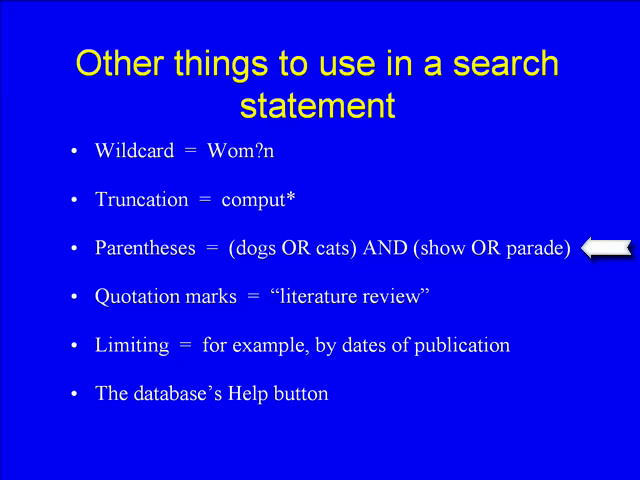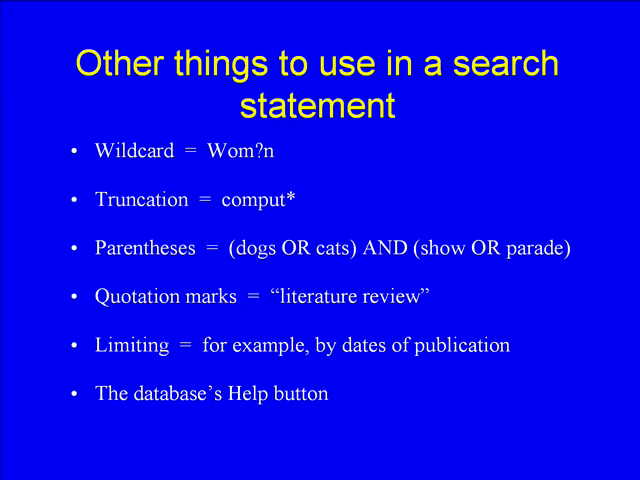You can use parentheses in your search statement. For example, dogs or cats in parentheses, and show or parade in parentheses. What's going to happen in that example is that the software is going to look for dogs or cats first, because those two words are in parentheses and they're combined with the Boolean operator or, and create a subset of records that have either dogs or cats.